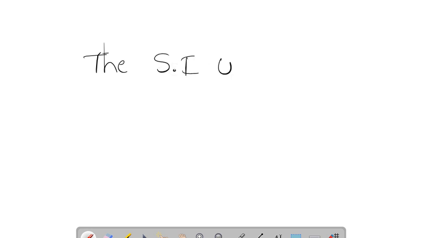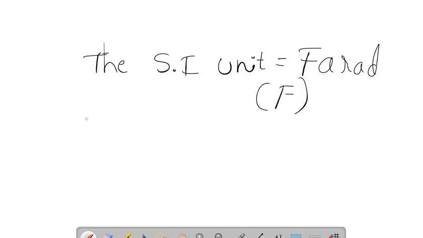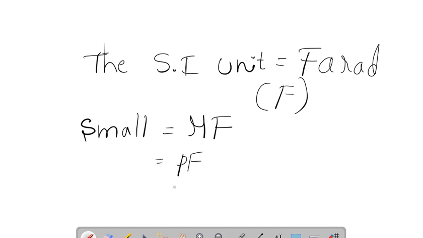The SI unit is Farad, denoted by the letter F. For small units, it can be denoted as microfarad, picofarad or nanofarad, and it will go on like this.